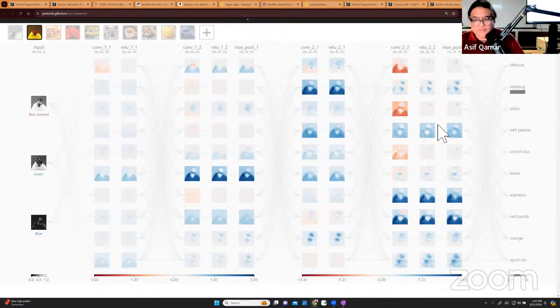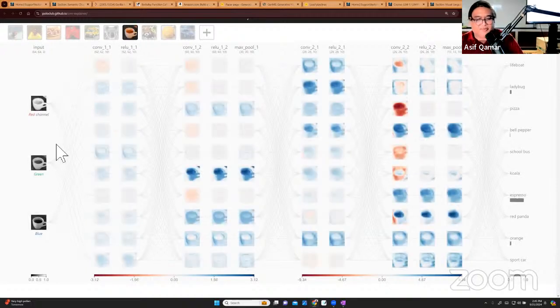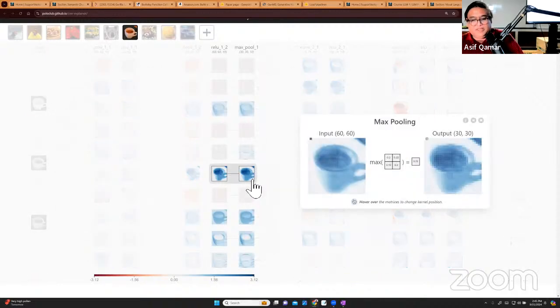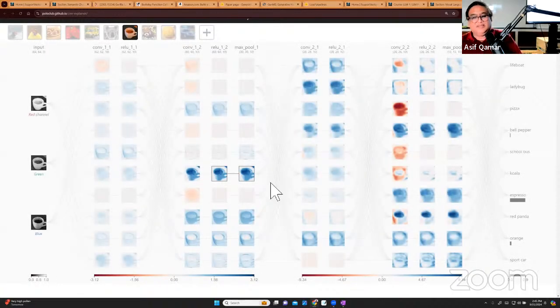But as you go down this, this becomes more obvious. If I take a cup of coffee, let's take a cup of coffee. You see how these filters are acting, right? Now, see what max pooling is doing. What does the max pooling do? It picks out the strong signal in the neighborhood. It sharpens it up a little bit, right? Then max pooling layer 2.